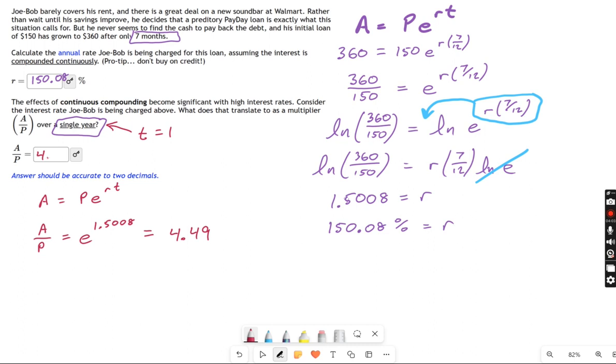Now, what that means is if you borrow $100, a year later, you will owe $449. That's how mind-bogglingly terrible this thing is. That's what interest rates like this do over even short periods of time. So, moral of the story is watch out for payday loans. Lesson of the story is this is how you calculate rate or time. Whichever one is up here in the exponent, we use natural logs to figure it out.